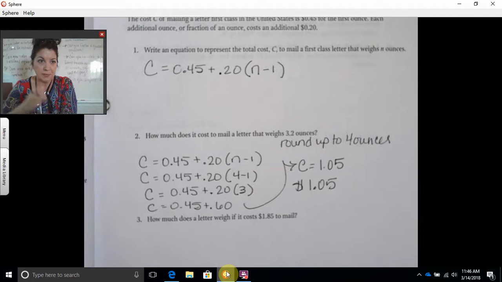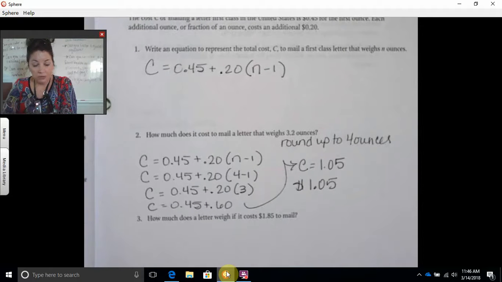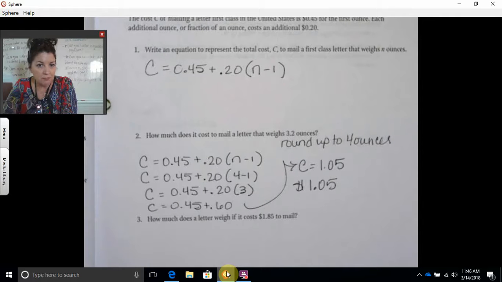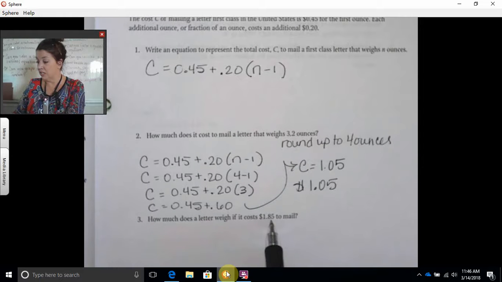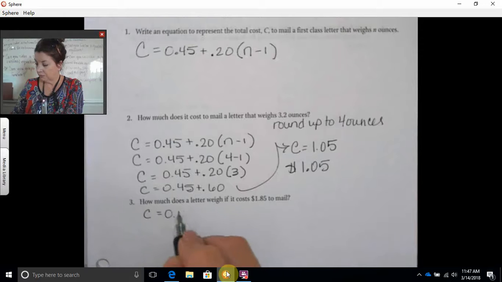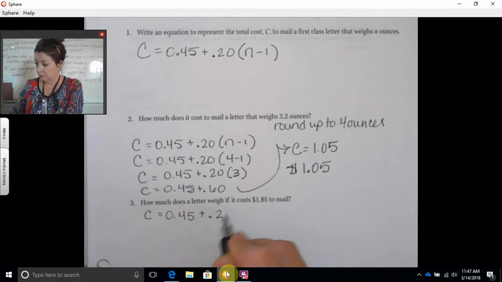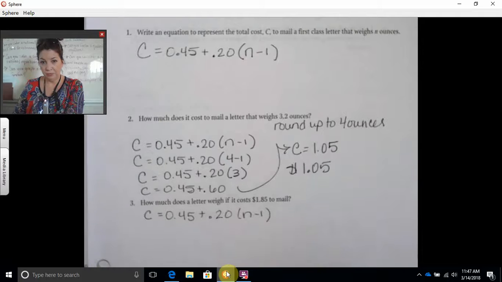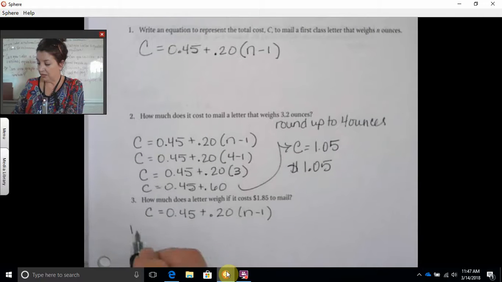Am I right? Okay. Number 3, how much does a letter weigh if it costs $1.85 to mail? So are we going to substitute in $1.85 for n this time? No. What do we substitute in for? C, because it's telling us the cost and it wants to know the weight. So I will substitute $1.85 for cost.